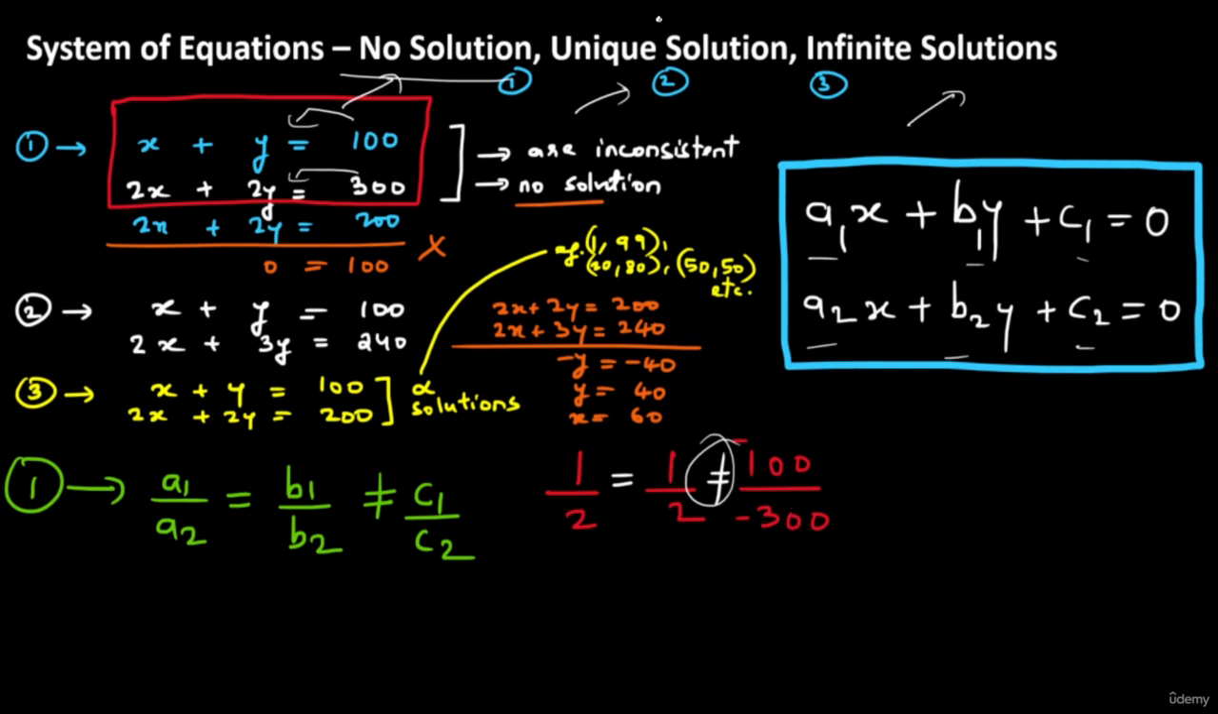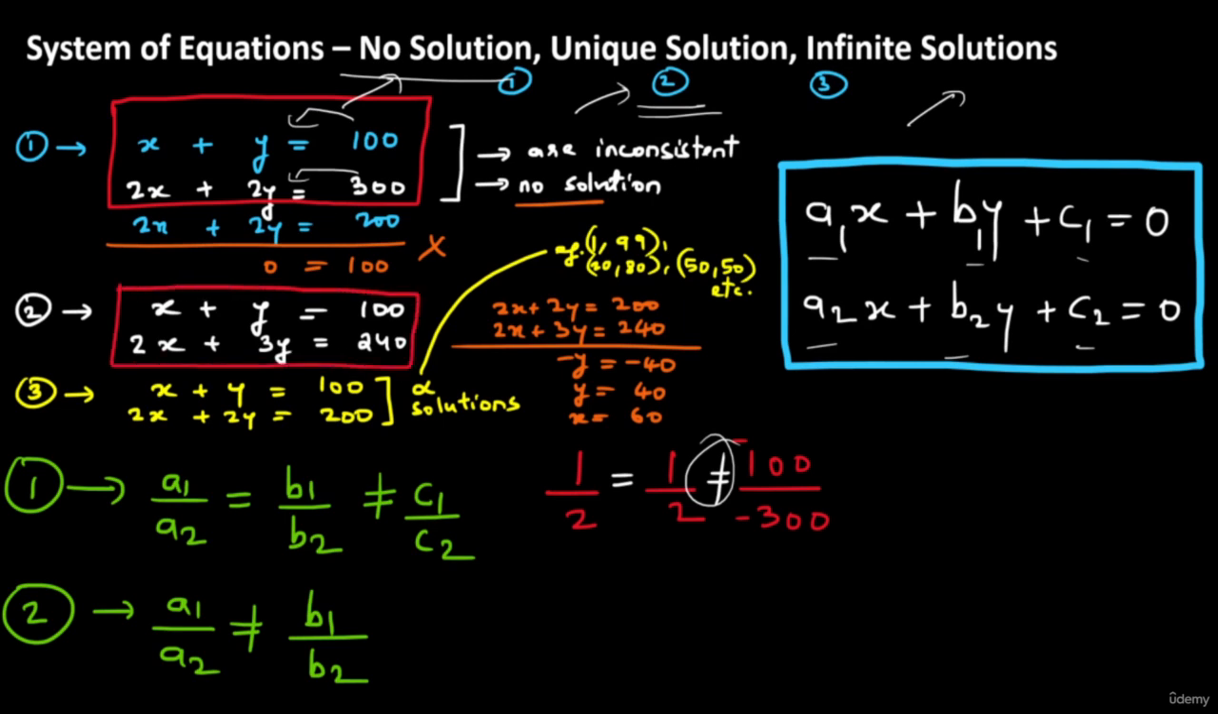Alright, what about the second thing where you have a unique solution? For that, you need a1 by a2 not equal to b1 by b2. And we don't care about c1 by c2. Alright, let's analyze it over here. a1 by a2 is 1 by 2 and b1 by b2 is 1 by 3. And these are not equal. Therefore, we have a unique solution for this system of equations.